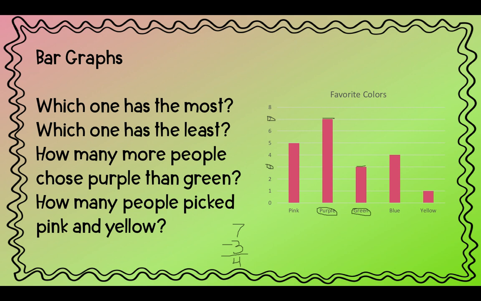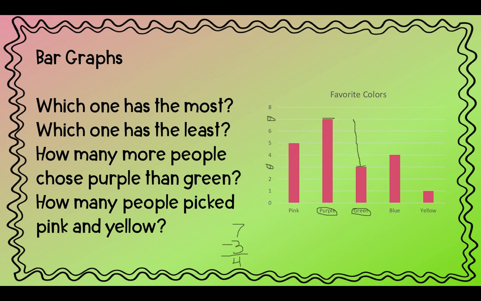You can also find the bar that has the smallest number. So purple versus green. The green bar is smaller than the purple bar. And you can count how many lines it takes to get from the green to the purple. 1, 2, 3, 4. 4 more people.